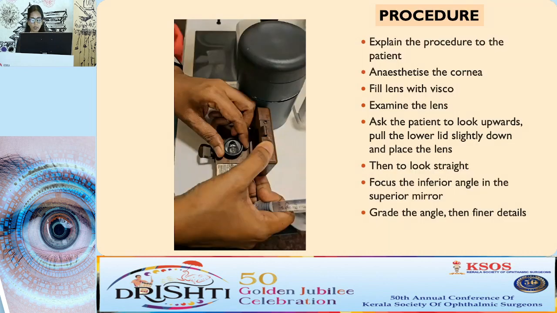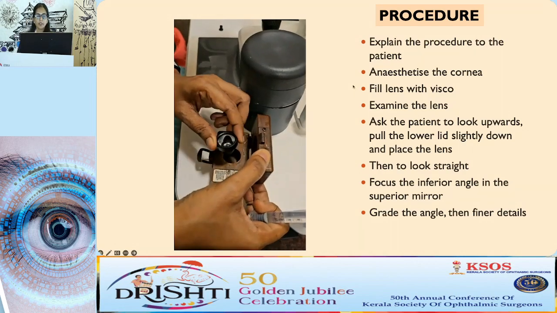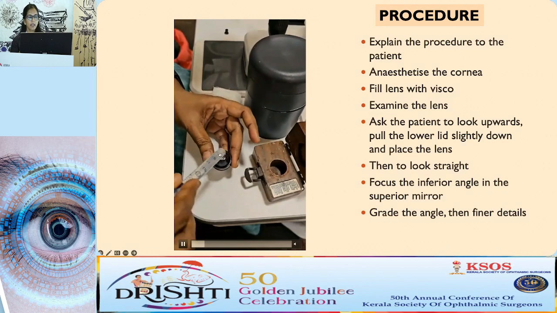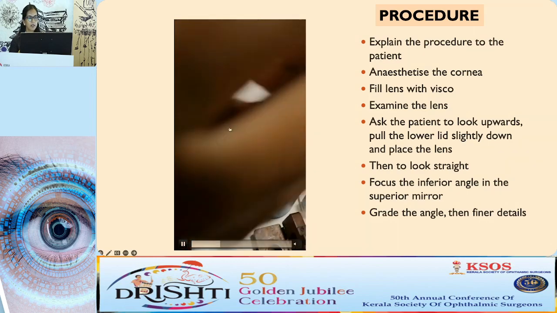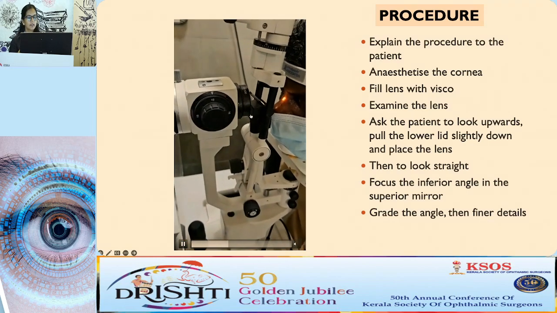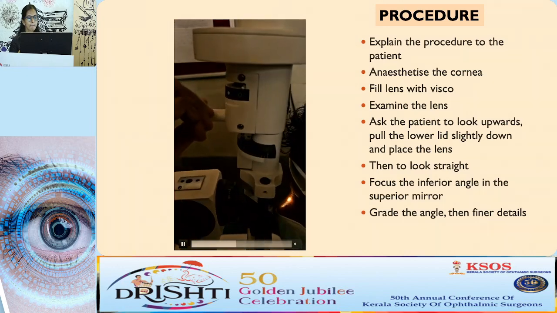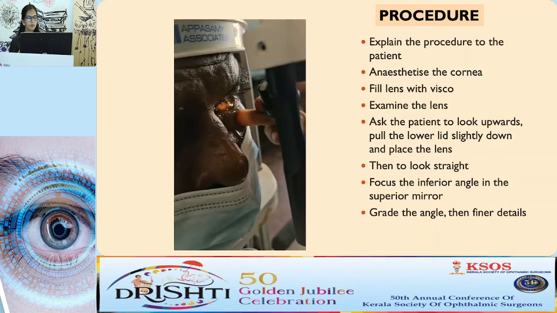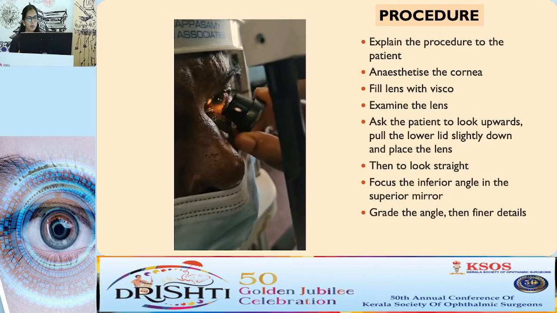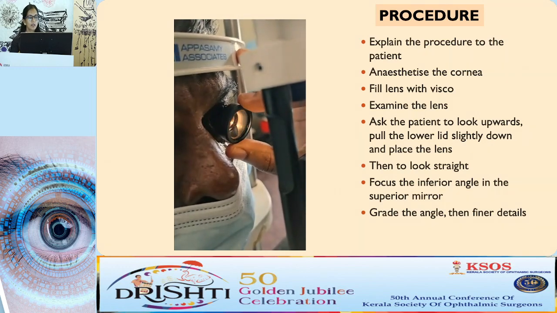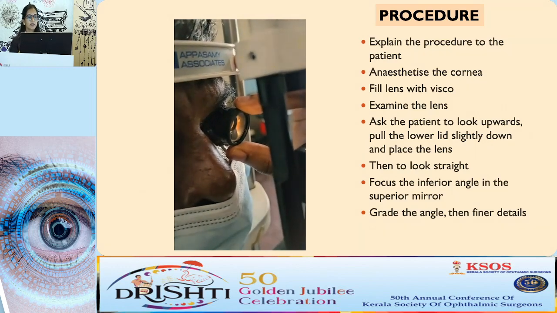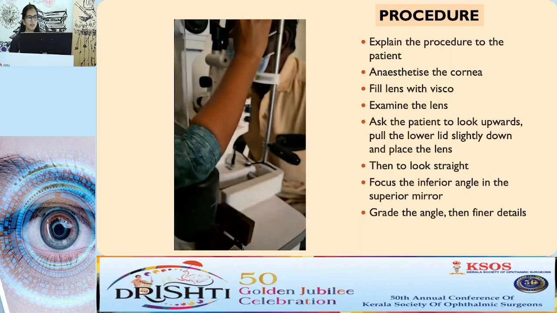First of all, you have to explain the procedure to the patient after anesthetizing and filling the lens with the viscoelastic. You can examine the lens for any bubbles or oil marks or scratches. Then the slit lamp adjustment is made. You have to reduce the slit beam and ask the patient to look upwards, pull the lower lid slightly down and place the lens. You can see we are supporting the gonio lens with 2 fingers and the third finger is used as a support to the headband.